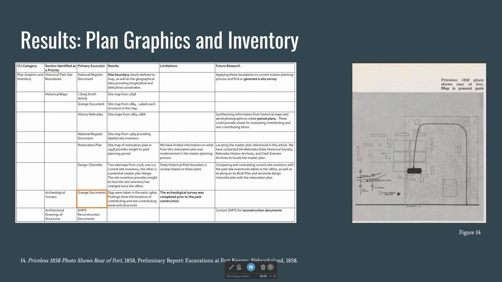And then for plan graphics and inventory, an example of a primary source I looked at were the Grange documents, which were archaeological records. And one of the main results from this research included a site boundary being really well defined. And some limitations were that the archaeological survey was completed prior to park construction. And so for future research, we would like to consider redoing the archaeological research after the park period, generating a site survey, and also finding reconstruction documents to gather more information on the buildings that have been reconstructed since the fort period.